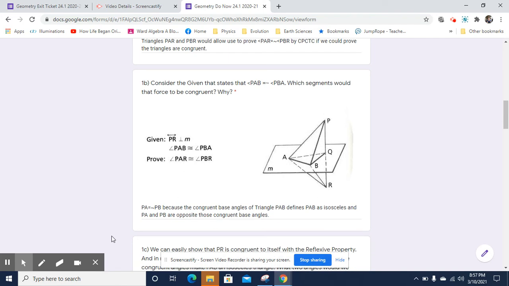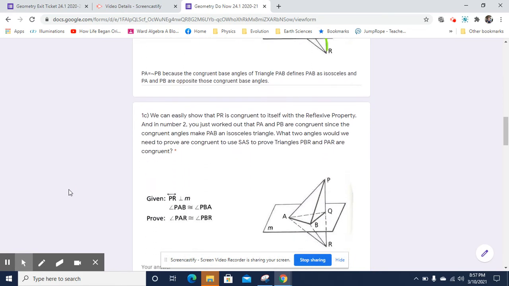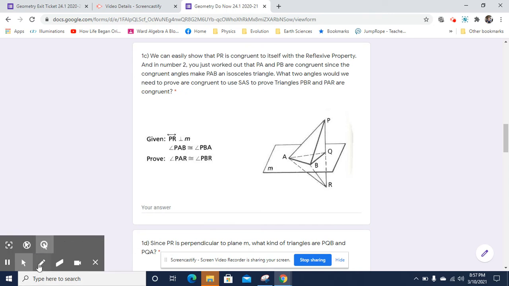All right, so now we have a couple of pieces of information. We've got this side and this side here congruent, and it'll be pretty easy to also say that PR is congruent to itself. So we can easily prove that PR is congruent to itself by the reflexive property, and we can say that PA and PB are congruent because of an isosceles triangle.